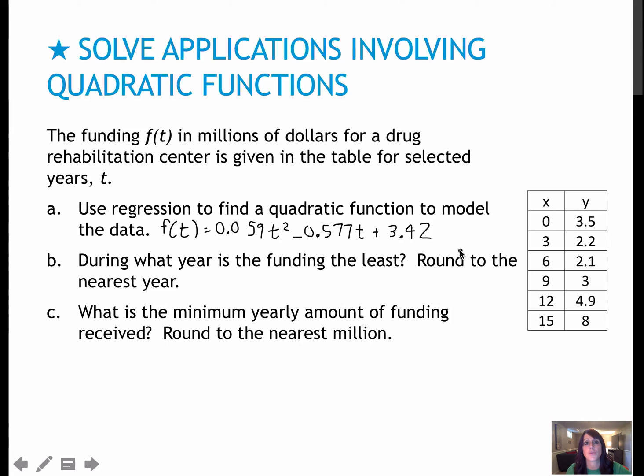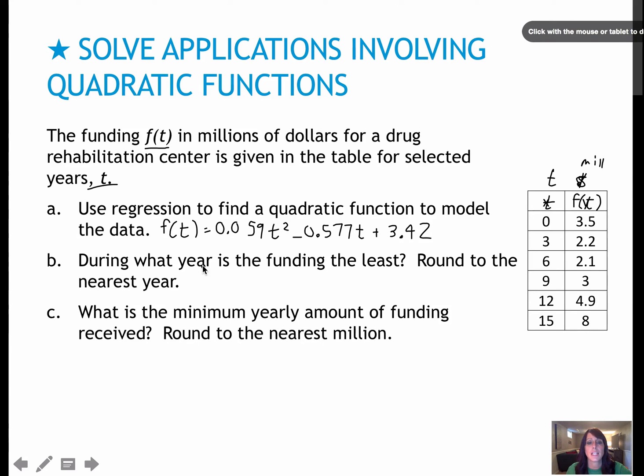Using my information from Desmos, I now have my quadratic model of the data. I'm going to use that model now to answer some questions. Whenever you're using a model to answer questions, it's important to pay attention to what f of t stands for, which in this case is millions of dollars. And t represents years. Oh, I guess this should be t and f of t.